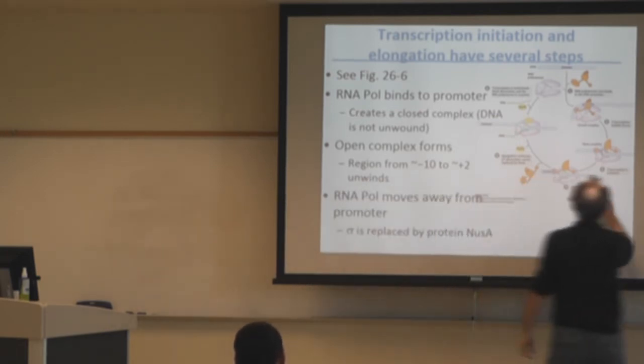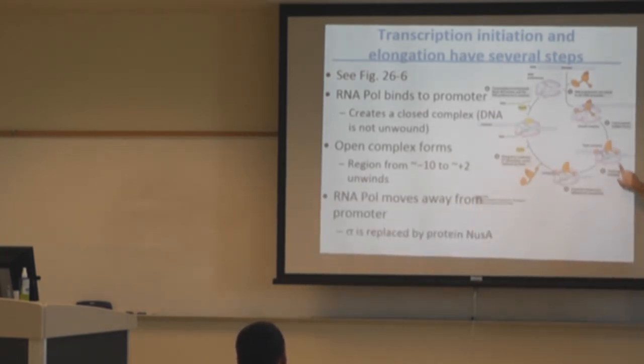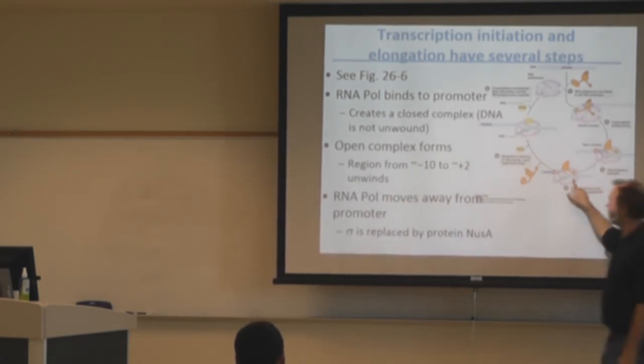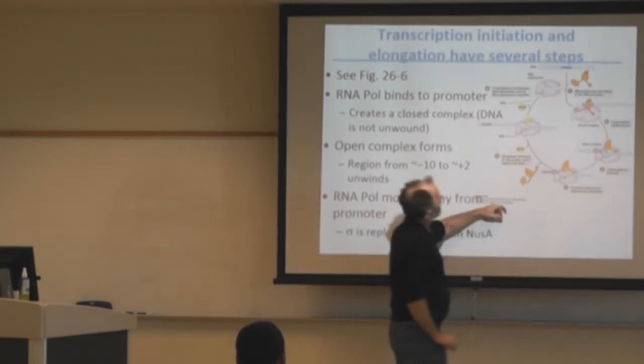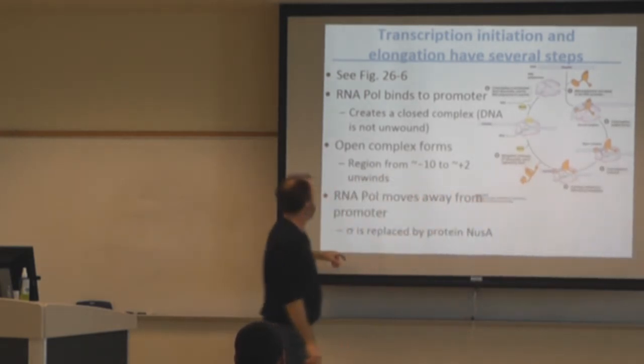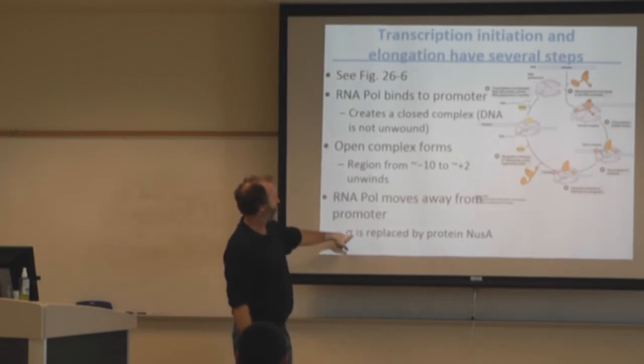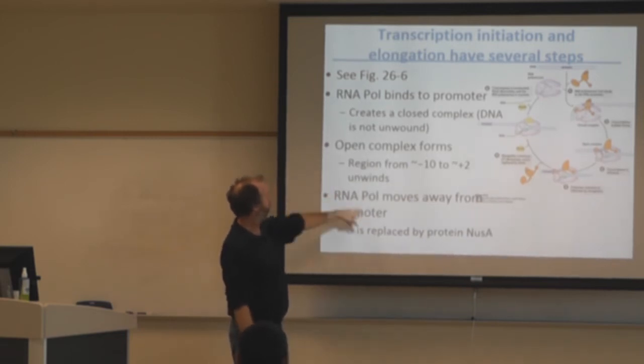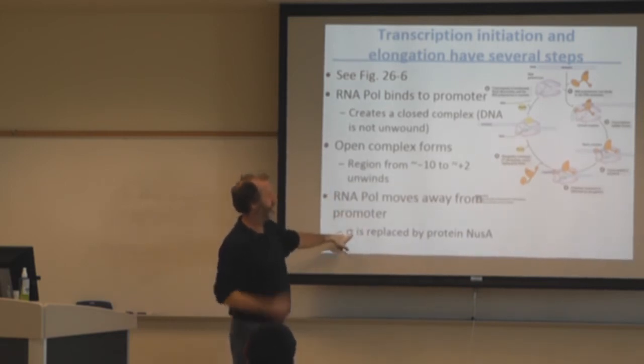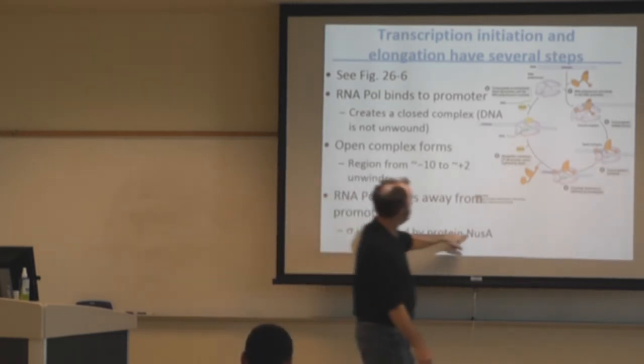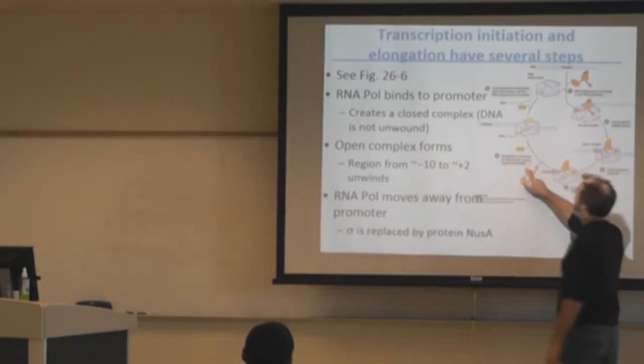RNA polymerase moves away from the promoter. So here, transcription's initiated. We have the open complex that is formed. Transcription's initiated. Promoter clearance followed by elongation. And once that occurs, you're going to lose the sigma. RNA polymerase moves away from the promoter. Then the sigma is replaced with the NusA. This is the sigma subunit.